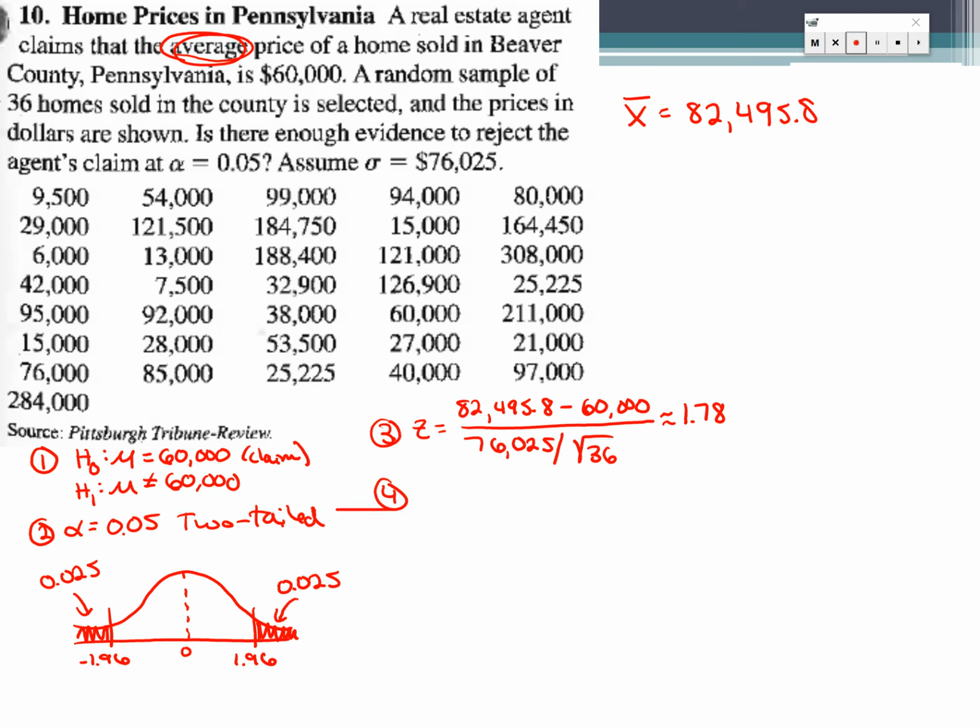Now step 4, we need to decide if we're going to reject or not reject. So the 1.78 is going to fall somewhere in here. That's our test value. The test value is not in that shaded rejection region this time. Now it's in the unshaded, non-shaded, non-rejection region. So step 4, I'm going to say do not reject the null hypothesis.